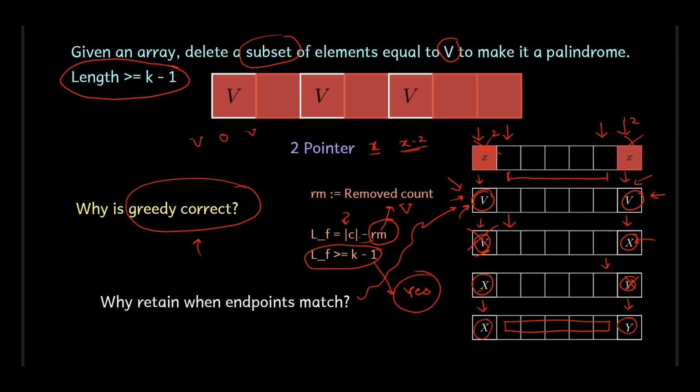Because here we have tried to delete as few copies of v as possible, because when v and v were matching, we did not delete them. So we did not delete any v unnecessarily. And in this situation where v and x were not matching, then we had to delete it. We had no other choice. So this means that we did our best that we could do. And even after doing our best, if we are not able to make the final length at least k minus 1, then the answer is no. Otherwise, the answer is yes. So in this manner, you can see that using greedy and two pointer, you can solve the problem.